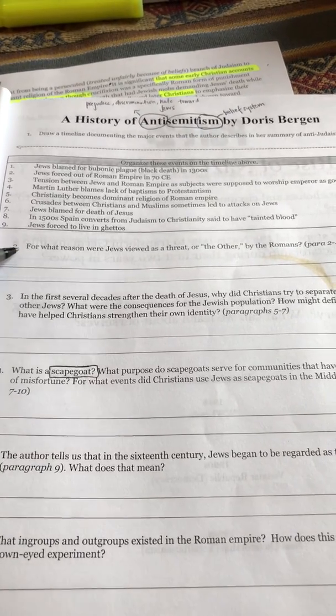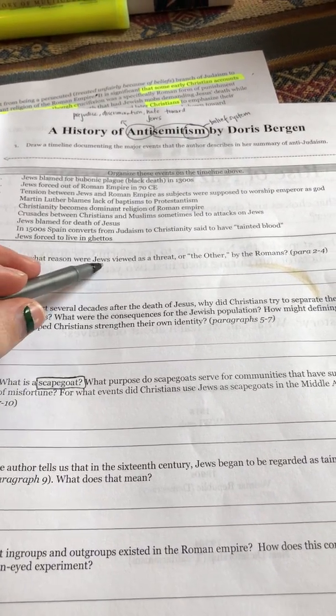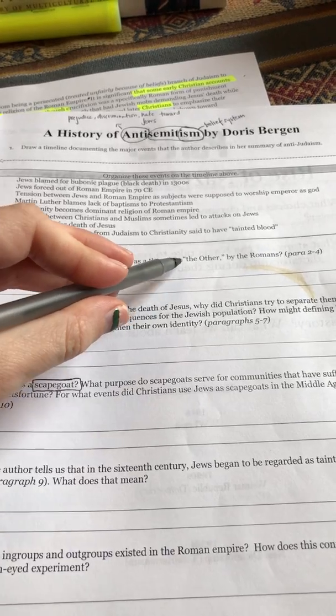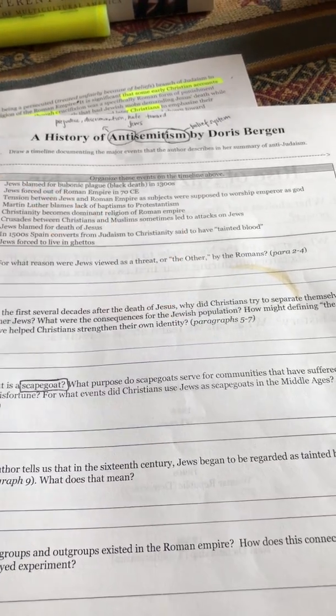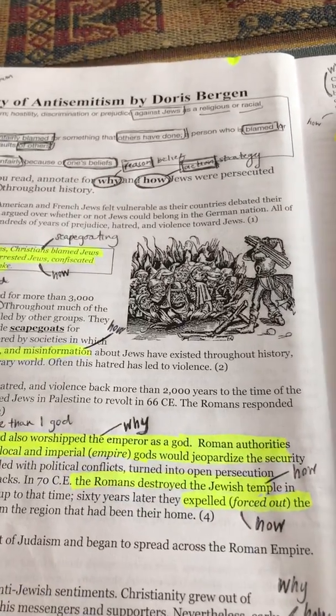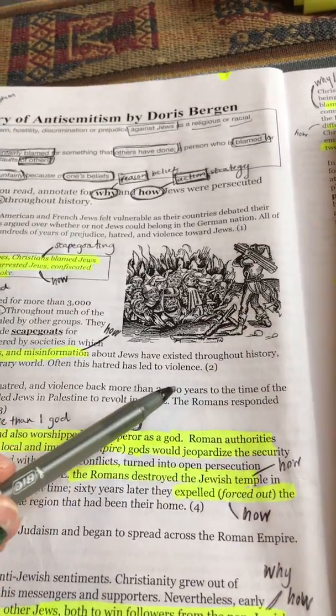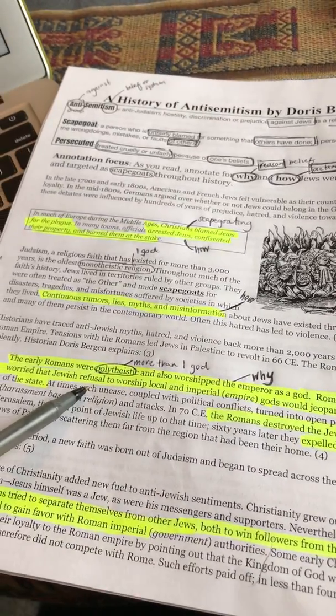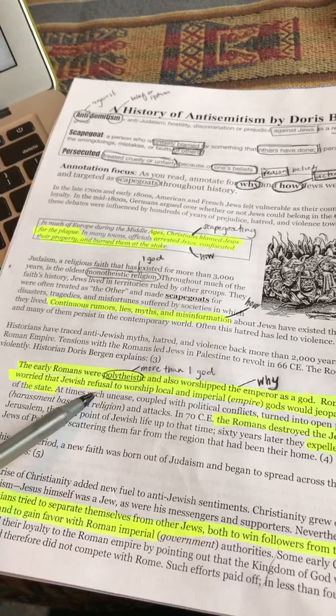Number 2, for what reason were Jews viewed as a threat or the other by the Romans? For this question, reference paragraph 2 through 4. So I'm going to go over here, find paragraph 2, 3, and 4, and use those paragraphs to answer that question.